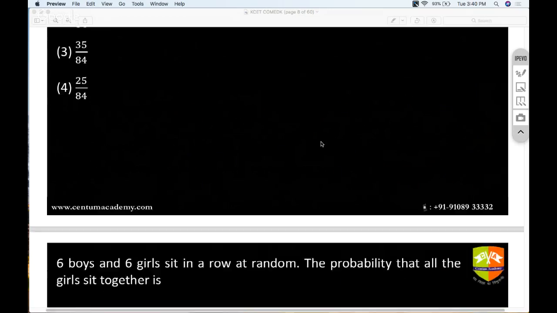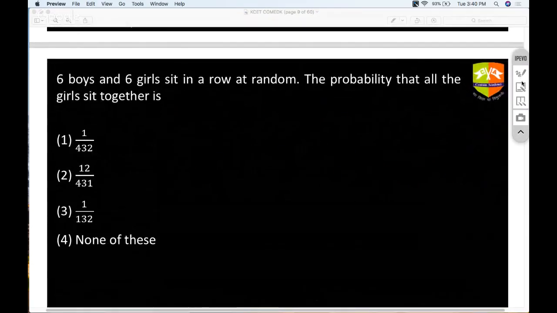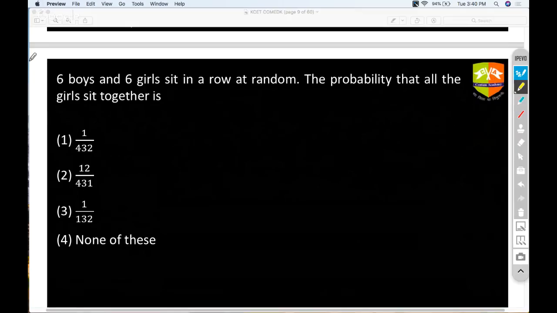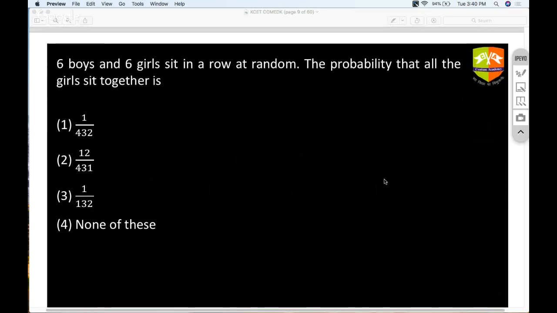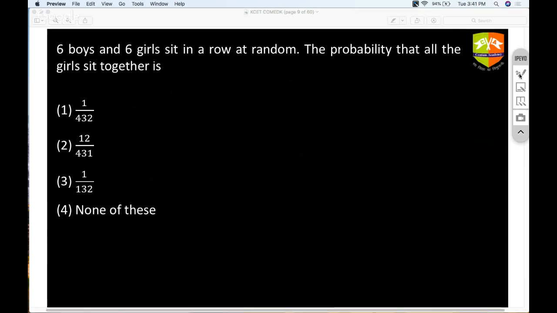Let's move on to the 9th question for the day. So this is your 9th question. The question reads, 6 boys and 6 girls sit in a row at random. The probability that all the girls sit together.